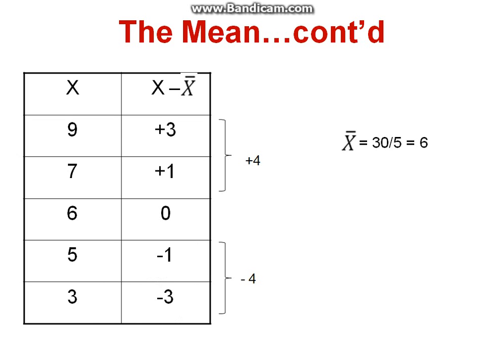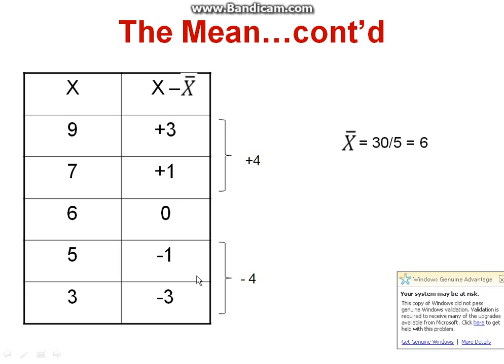So what's the big deal about it? The big deal here is that the values above and below my mean are equal to each other if you disregard the sign, that is, the absolute values. 3 plus 1, 4, 3 plus 1, 4. So these values are equal to each other above and below my mean.